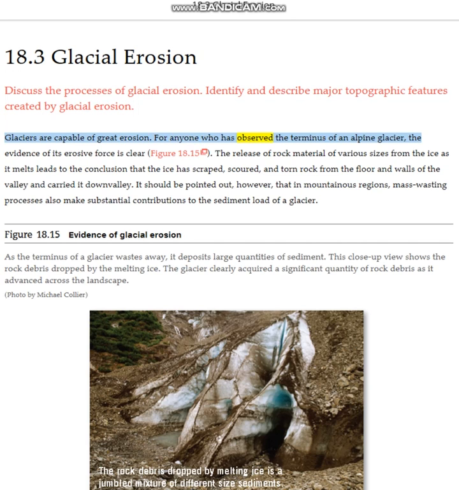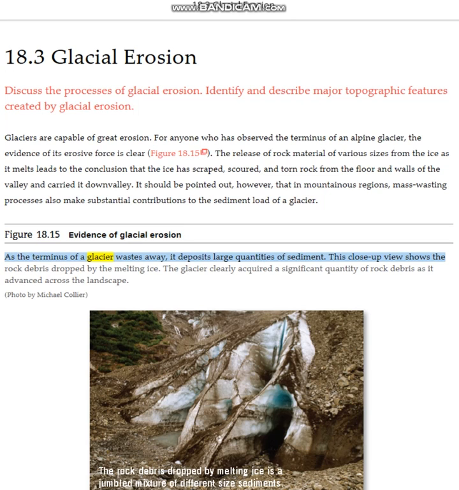For anyone who has observed the terminus of an alpine glacier, the evidence of its erosive force is clear, Figure 18.15. The release of rock material of various sizes from the ice as it melts leads to the conclusion that the ice has scraped, scoured, and torn rock from the floor and walls of the valley and carried it down valley. It should be pointed out, however, that in mountainous regions, mass wasting processes also make substantial contributions to the sediment load of a glacier. Figure 18.15 Evidence of glacial erosion.